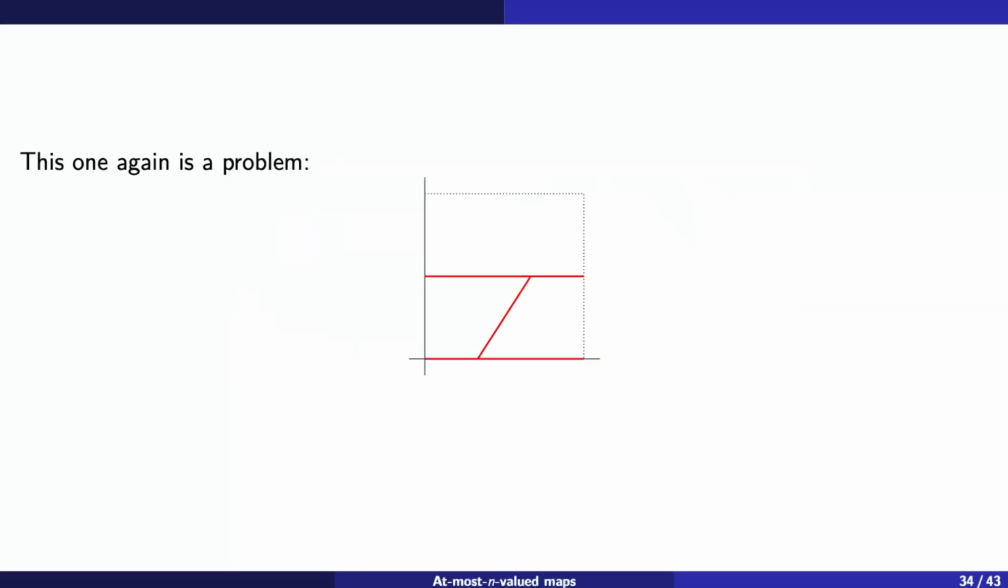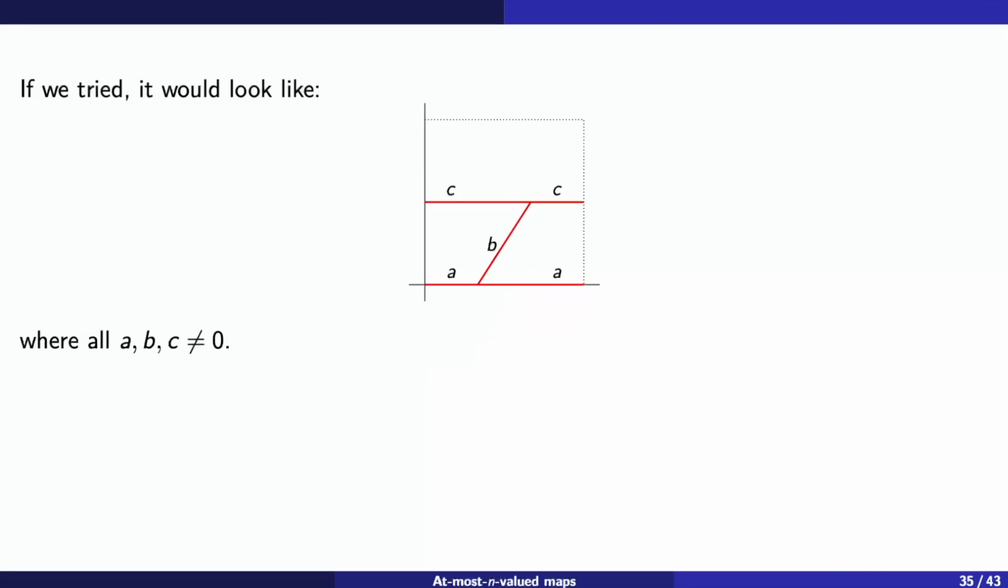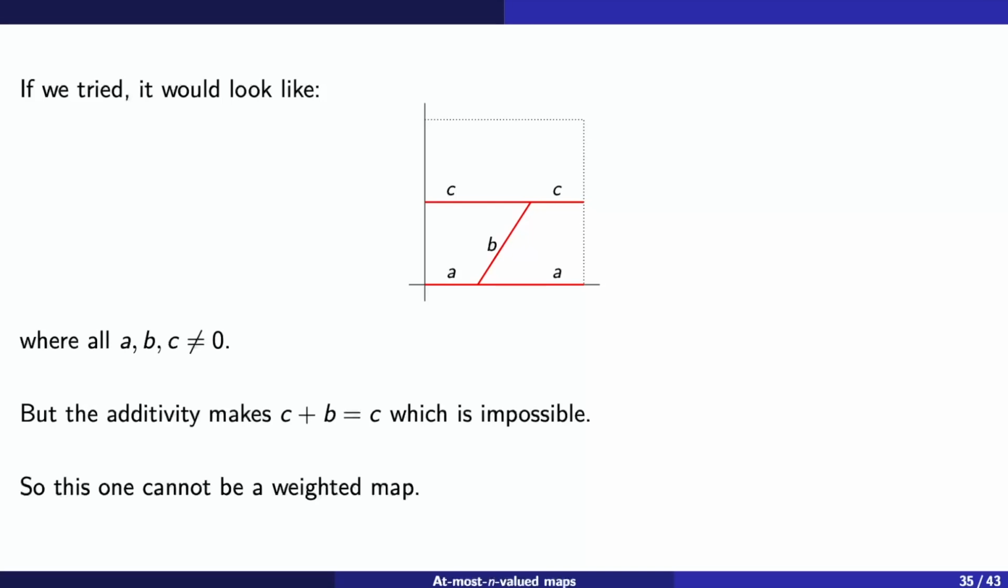Again, this is like our main counterexample. This one, actually, you cannot assign the weights in this way. If you tried to, they would look something like this. Each arc has to have its own weight, and because of the circle thing, because this goes out here and comes back here, these would have to have the same weight. But you can see, if they were assigned in this way, then you have a problem with the additivity. Because, for instance, right at the top there, I have a C and a B meeting and coming out as a C. That means that C plus B has to equal C, but the weights are not allowed to be 0, and so this is not possible. So this right here cannot be realized as a weighted map, right?